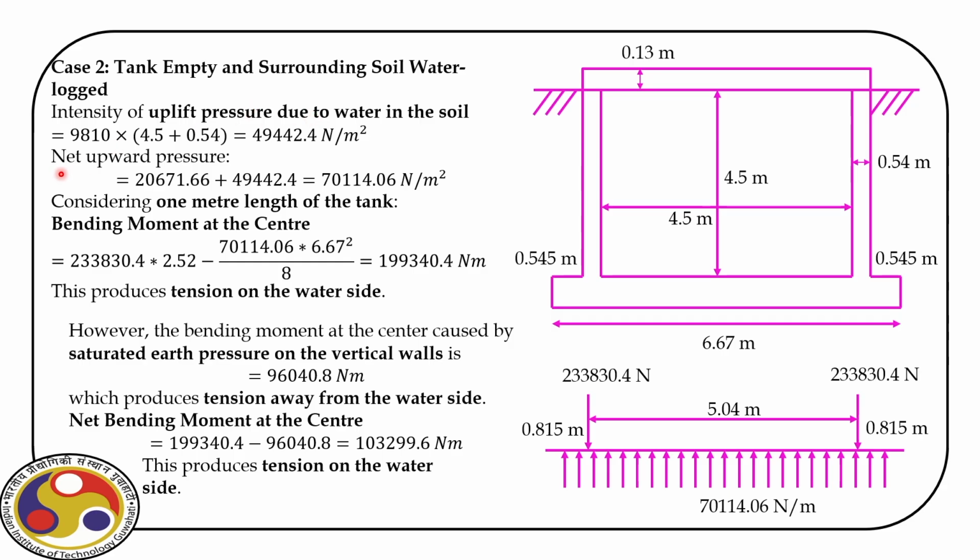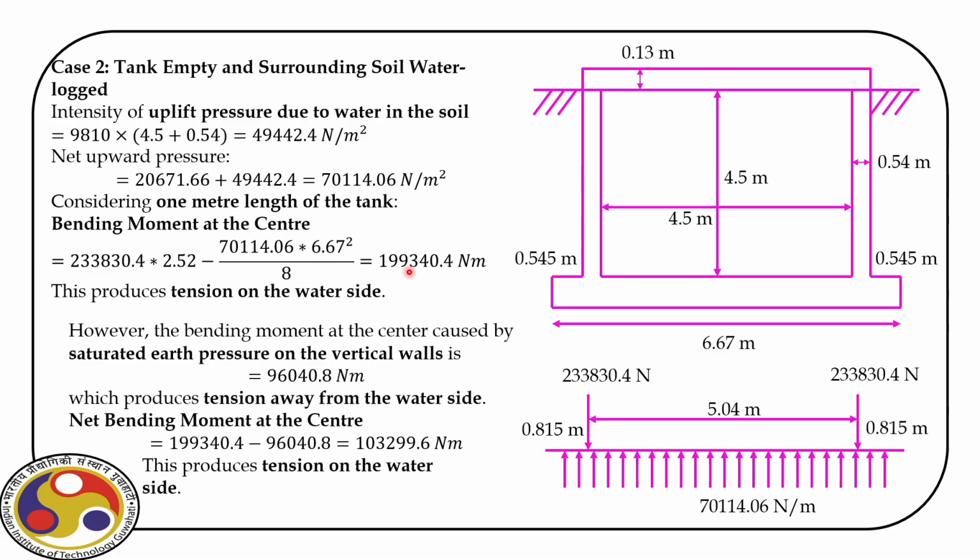Uplift pressure. And then net upward pressure we can calculate, which is 70,114 Newton per meter square. Again, we consider 1 meter width, and the bending moment at the center in this case is 1,99,340 Newton meter. And again, this will produce tension inside.